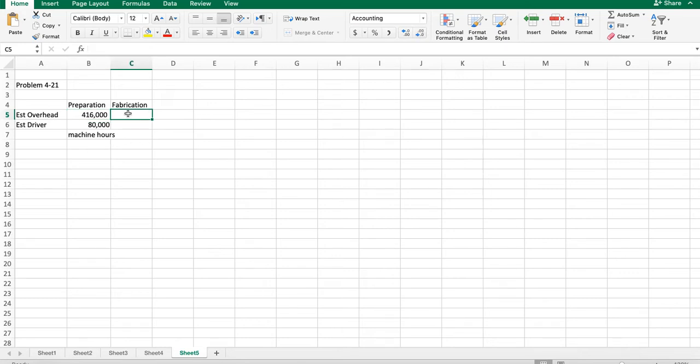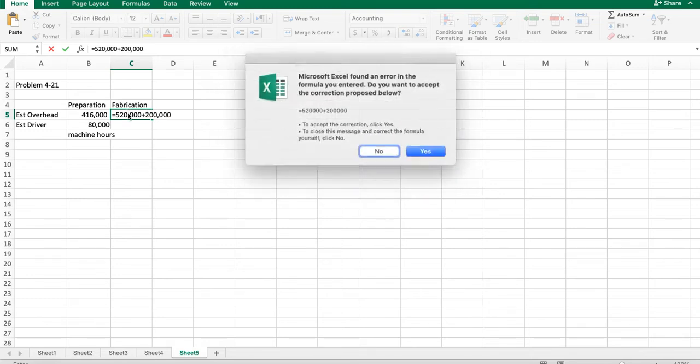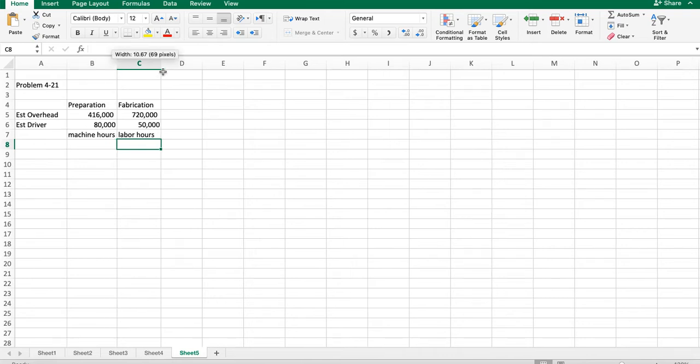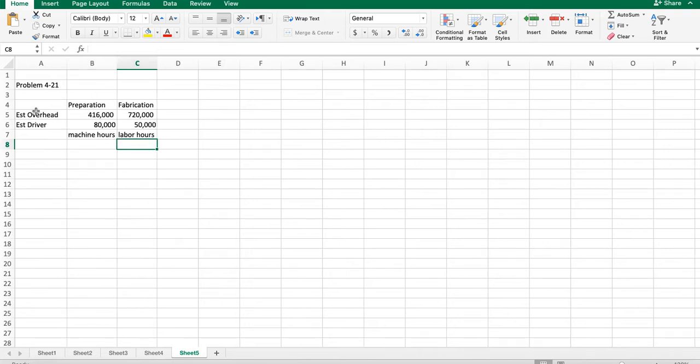Our fabrication department has 520,000 fixed overhead and $4 per direct labor hour. There's 50,000 direct labor hours, so 200,000 is our estimated overhead. The estimated driver is our direct labor hours, which is 50,000. Now keep in mind, as we talk about this, these are estimated overhead and estimated driver.